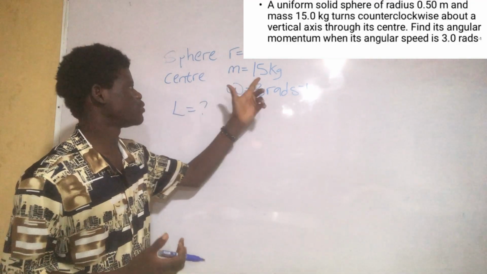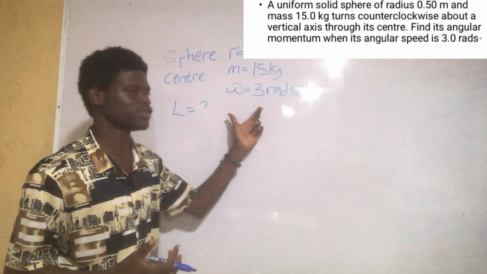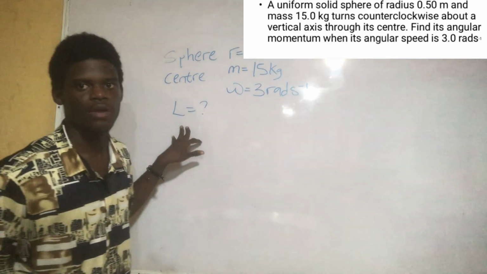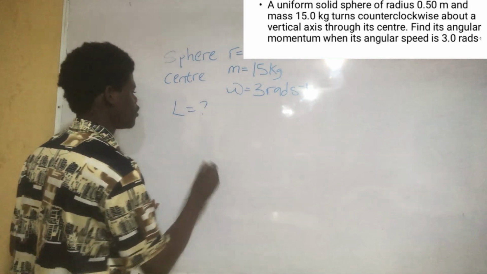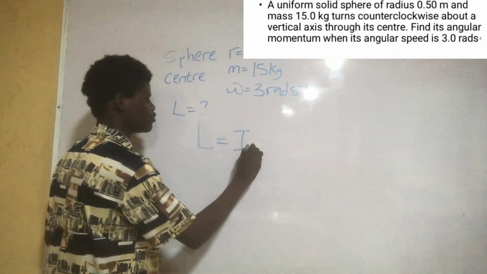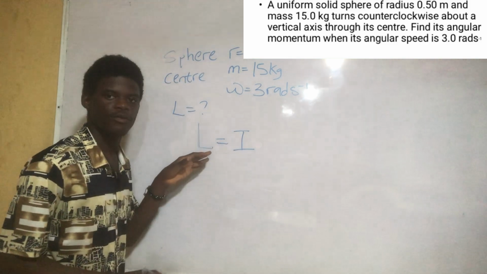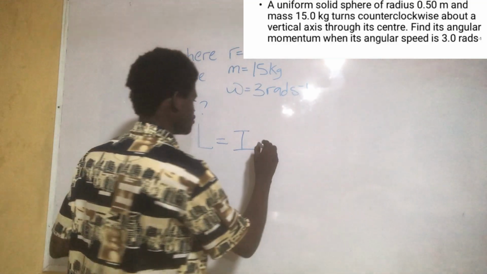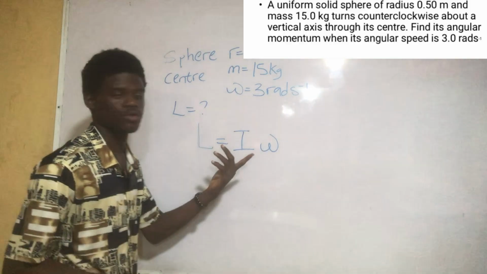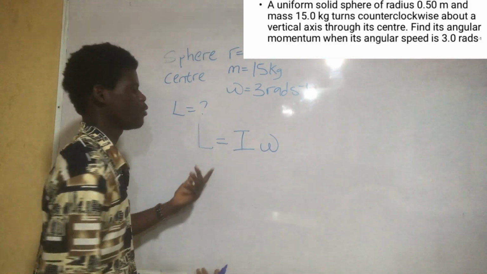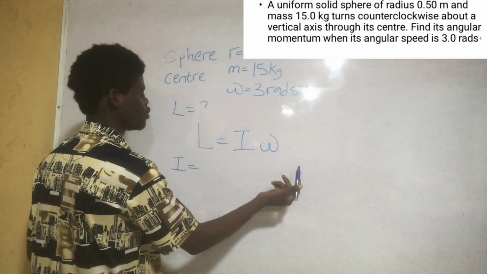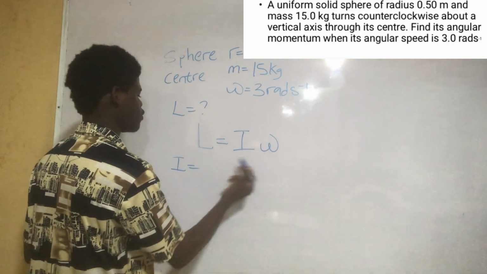They gave us the mass of the sphere to be 15 kilogram. They gave us the angular velocity as it was rotating to be 3 rad per second. They said to find the angular momentum. What's the formula for angular momentum? The formula for angular momentum L is I W, right? How do we go about this? We are given W already to be 3, so we don't have a problem with that. But the problem now is solving for I.